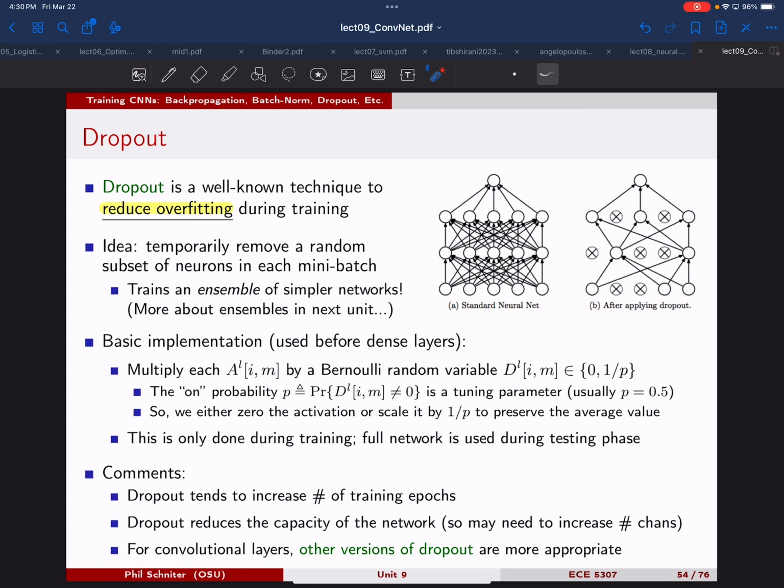So if I multiply a bunch of these nodes by 0, then essentially it's like I'm taking them out of the network, and now you can see there's many fewer connections in this network. So you actually remove a different random subset of neurons every mini batch. So the subset you remove is constantly changing very quickly. You do this at training, but you don't do this at test time, at inference time. At inference time, you use the full network.